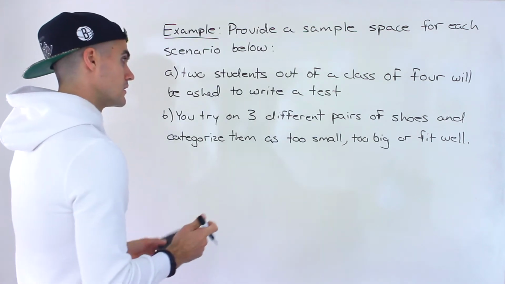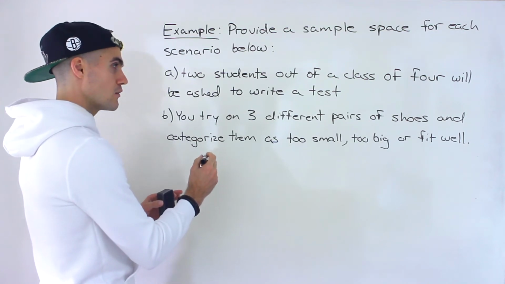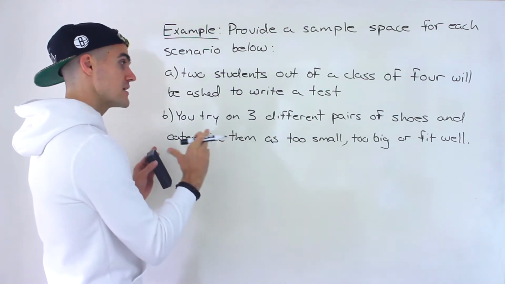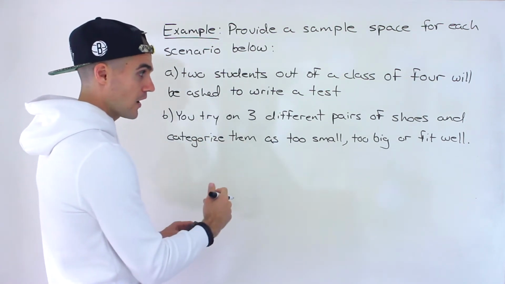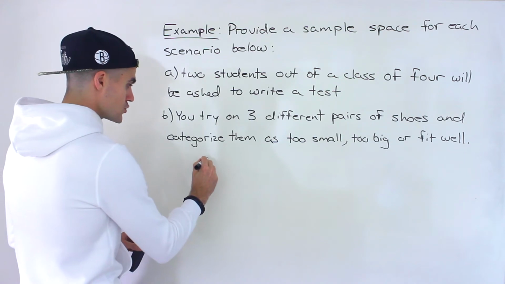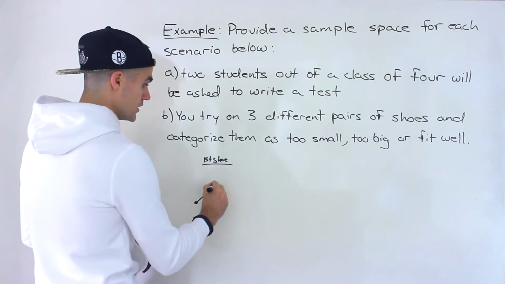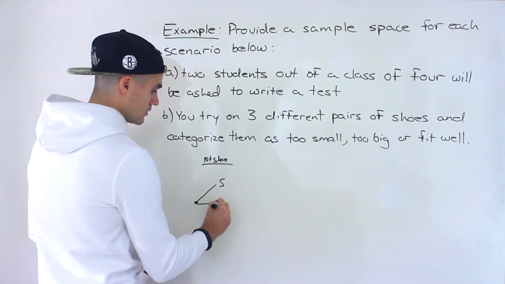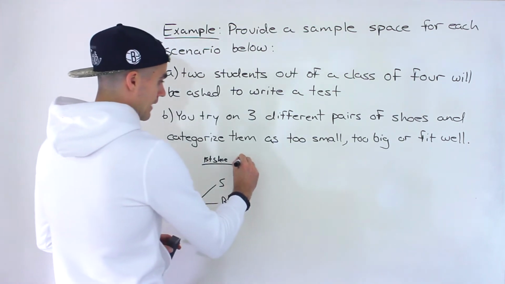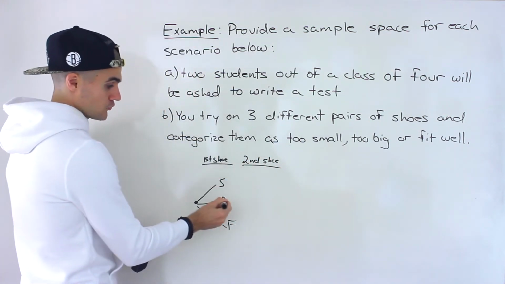this one's going to be a little bit more complex, I feel, because here the order does matter because you're trying on 3 different pairs of shoes and you have to categorize them as too small, too big, or fit well. So what would happen here is that the first shoe, we can represent this in a tree diagram. So the first shoe can be either too small, too big, or fit well. And then the second shoe would be the same thing, too small, too big, or fit well.